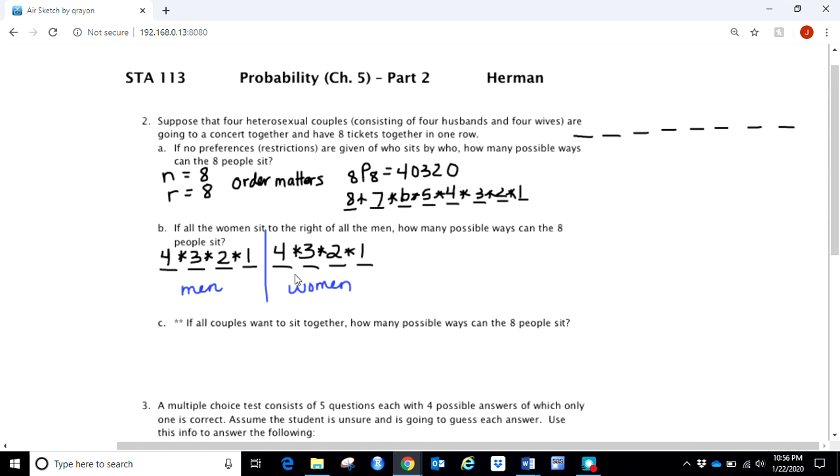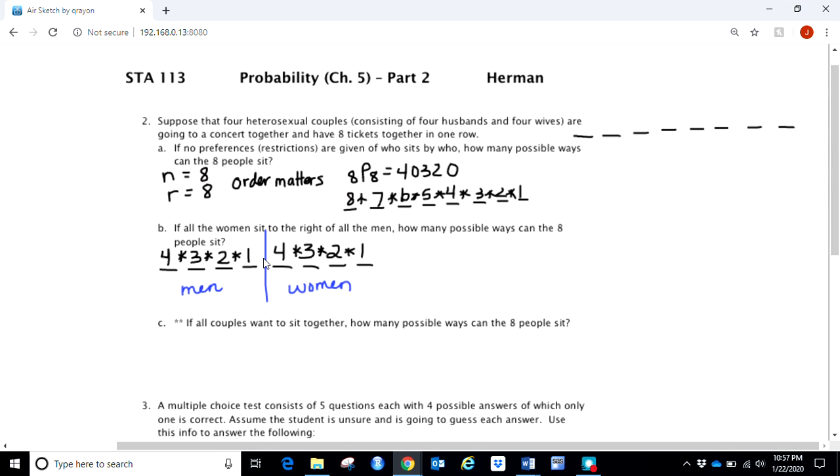But the big question is, what sign goes here? So between the men and the women, what are we going to do? Well, here's our question. Are we seating the 4 men and the 4 women, or are we seating 4 men or 4 women? That's our big question. Right?